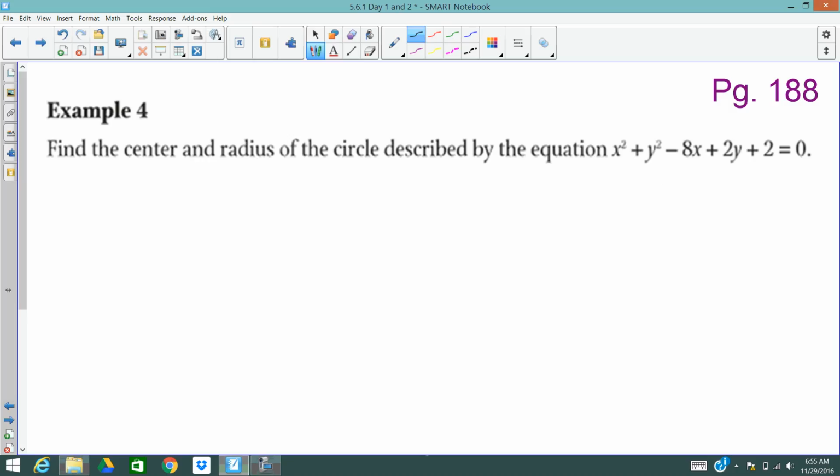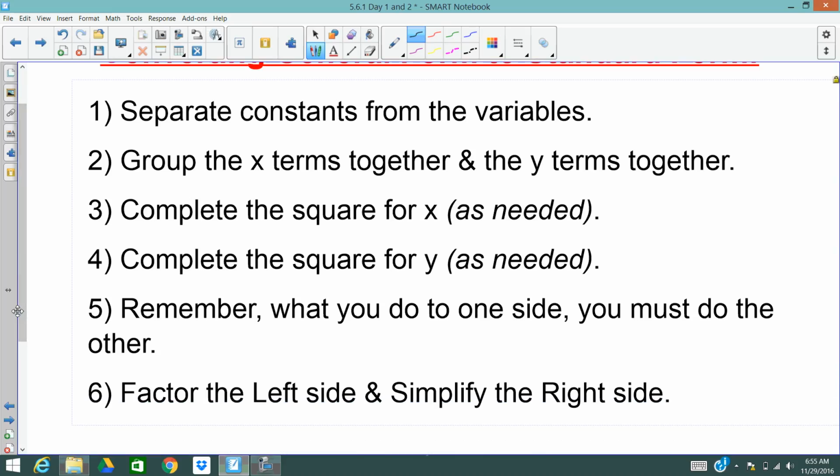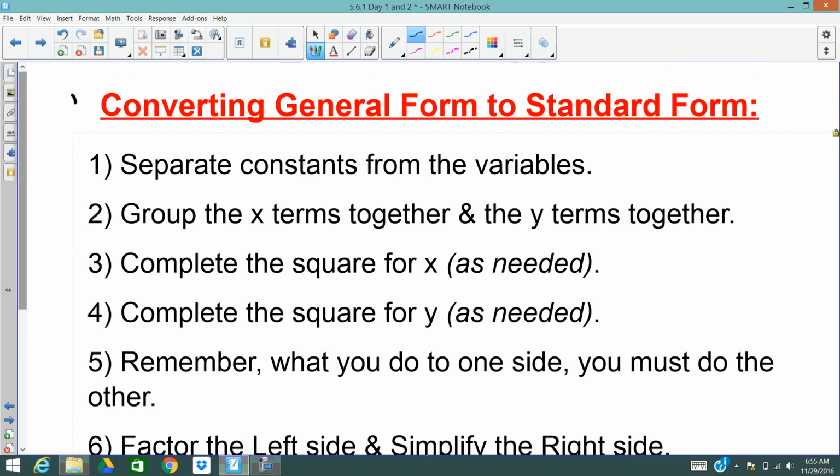So in order to get that information, what is the center, what is the radius, I have to put my general form into standard form. And how we're going to do that is by completing the square. So how do we convert general form to standard form? Here are the notes. At this time, why don't you take a second, pause, write these down on a blank page.